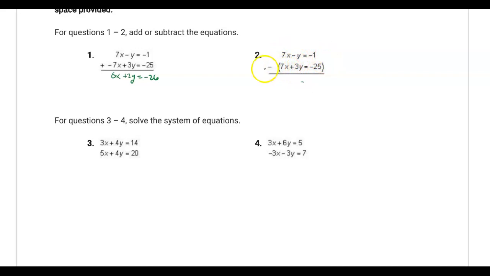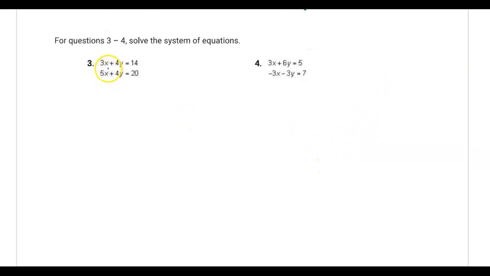If you're subtracting these, here's what I tell people to do when you subtract. First equation stays the same. I'm going to change this to addition, but then flip the signs on every term here, because I'm basically distributing the minus sign. So now 7x minus 7x is 0x. Negative y minus 3y is minus 4y equals negative 1 plus 25. It's going to give you 24. So this is what you get when you subtract.